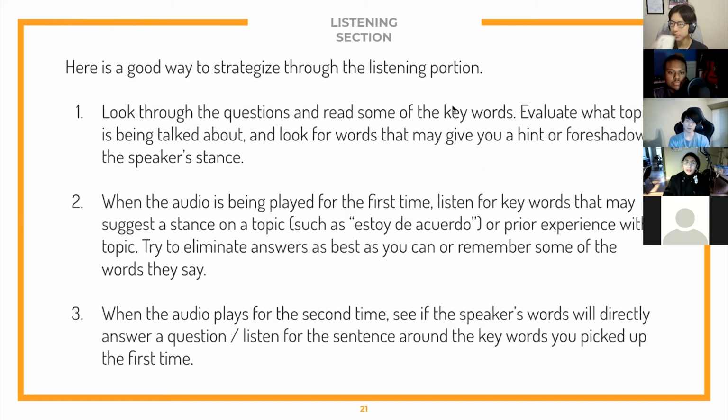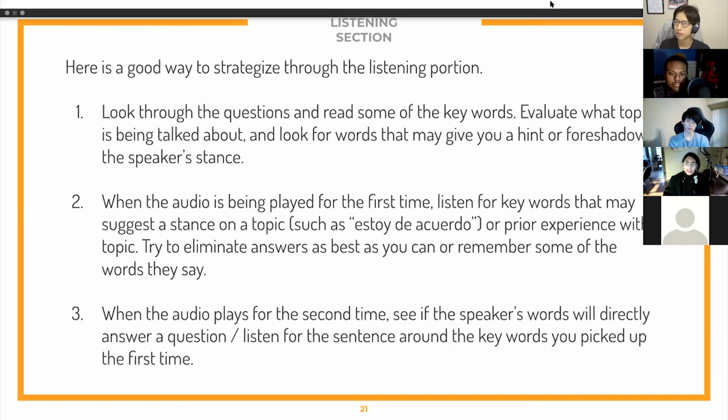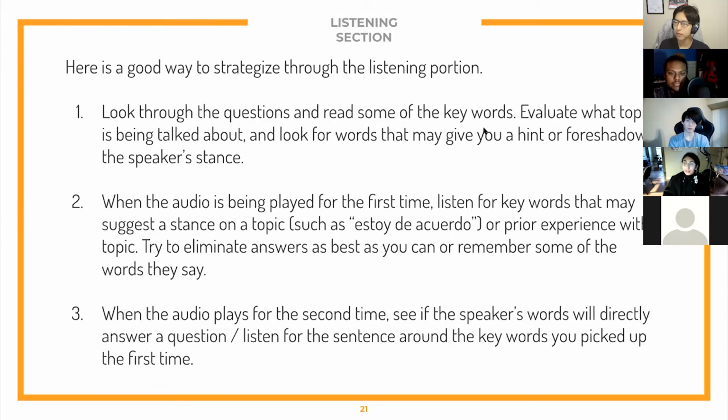So look at the questions and read some of the keywords so you get a sense of what might be happening during the recording. Evaluate the topic that's being talked about and look for words that may give you a bit of a hint onto the speaker's stance. There are some questions that will ask, do you think the author would agree with this? Or did the author say this? So these may give you a little bit of clue before the audio even plays.